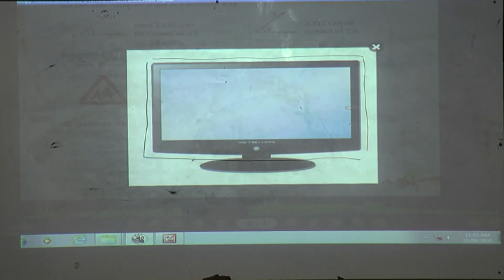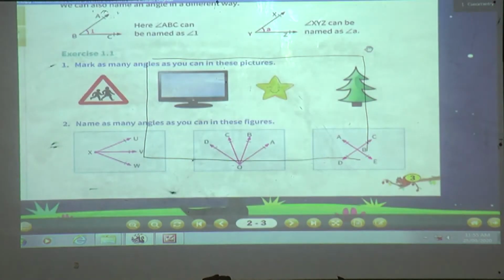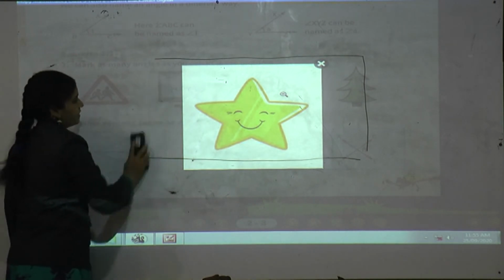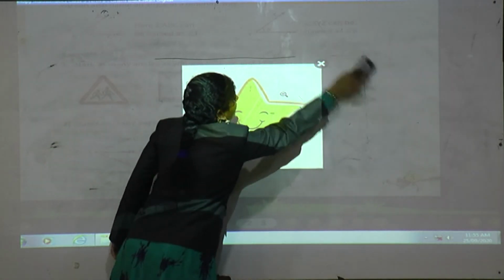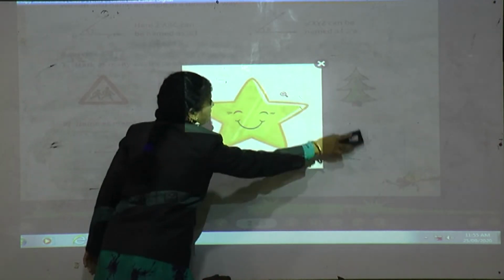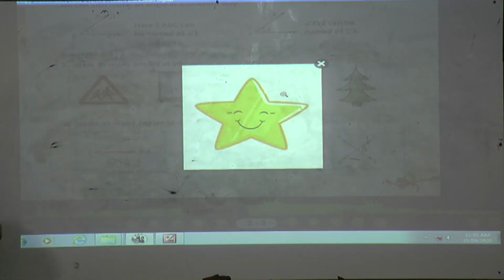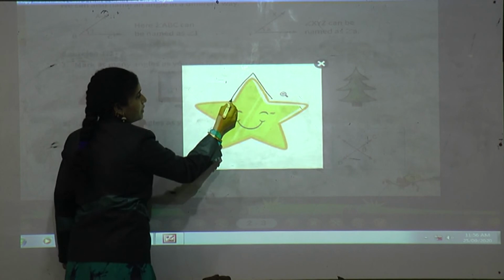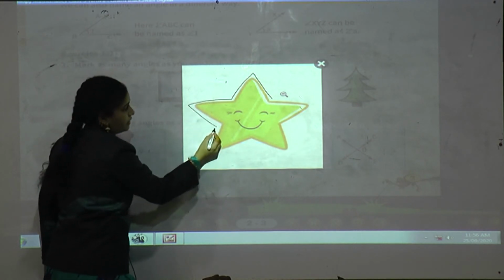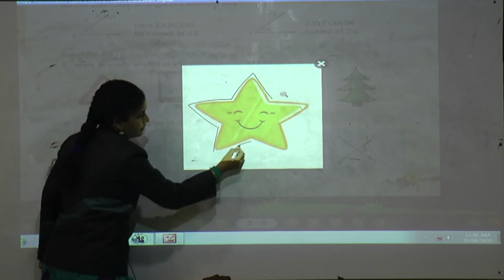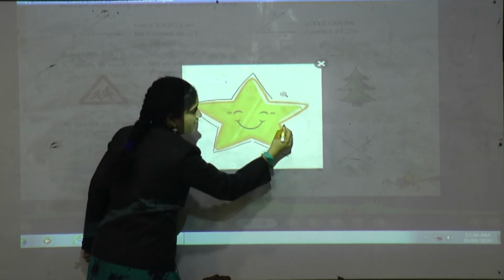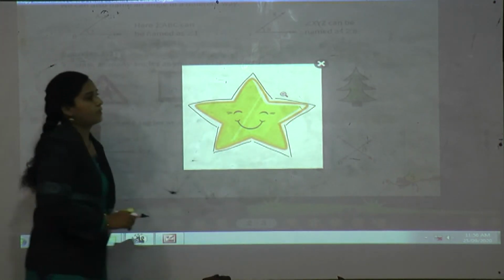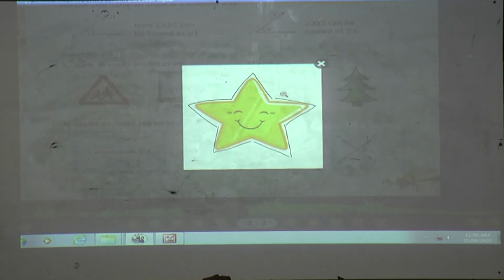Then the next figure is a star. Here we have to find some angles. Here it makes an angle, here also, and again here. We are getting so many angles here. So these are the angles.